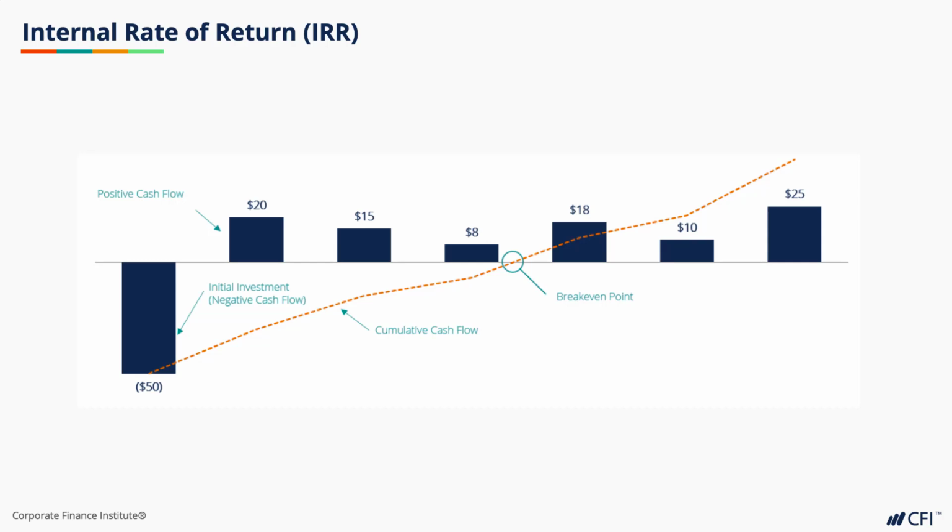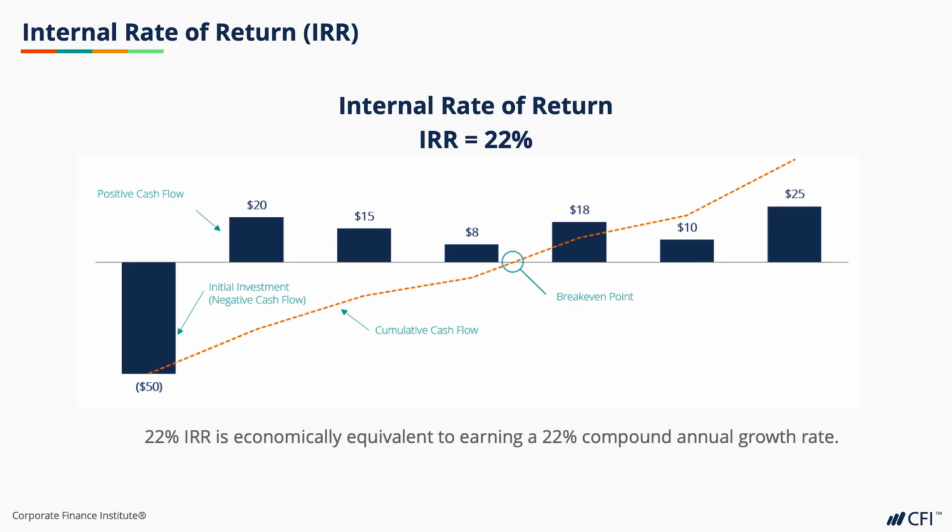So how do we assess how attractive this series of uneven cash flows is? Well, in Excel, we will use the XIRR function to calculate the internal rate of return, which in this case, for these cash flows, happens to be 22%. So how do you interpret the internal rate of return? Well, it's economically equivalent to earning a 22% compound annual growth rate over the entire life of this investment.